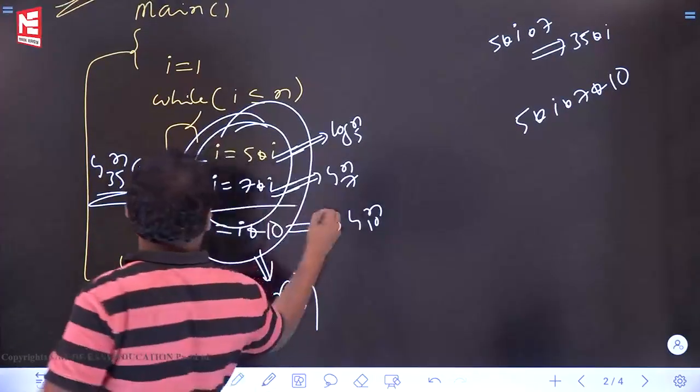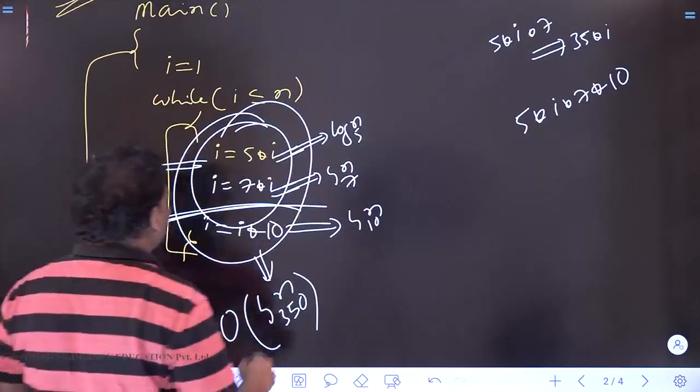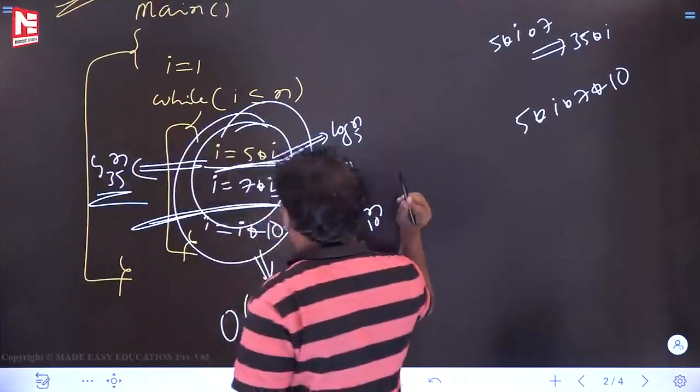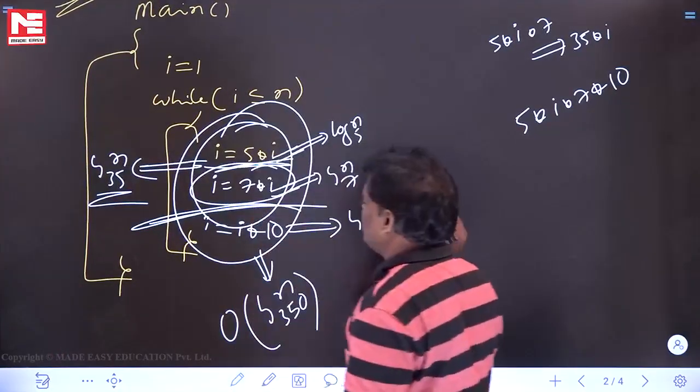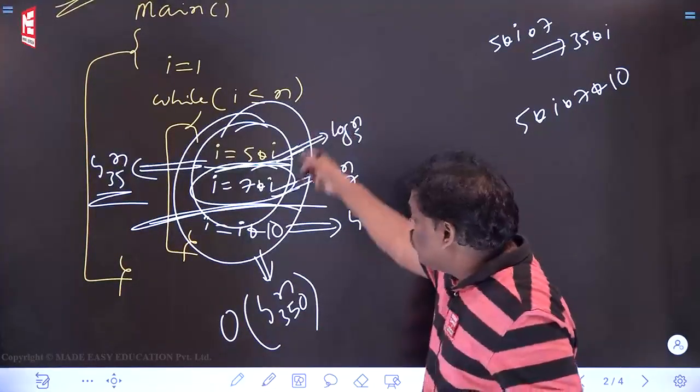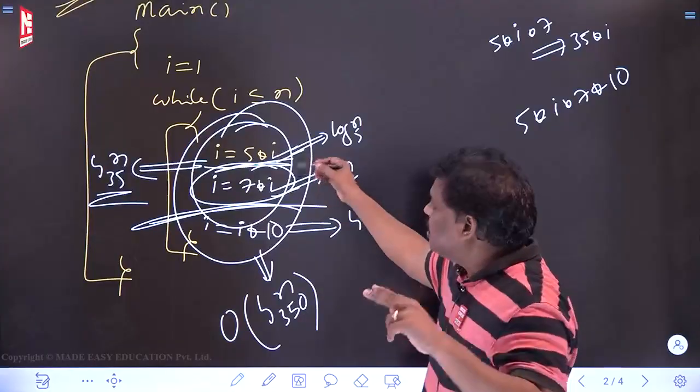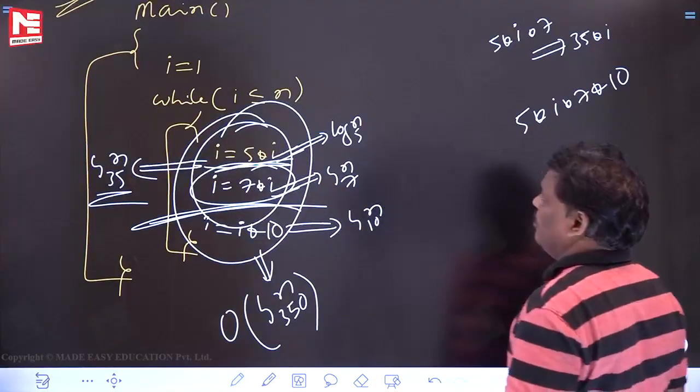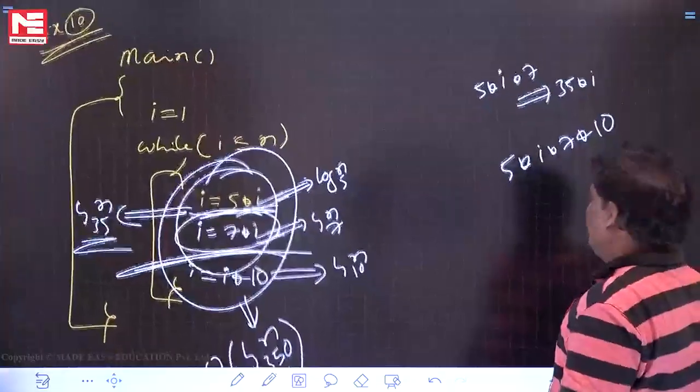Suppose only 2 are there, log n base 35. Suppose only the first one is there, log n base 5. Only the second, log n base 7, like that. This problem is the same as the previous problem. Previously only one was there, now many are there. This is going to be example 10.